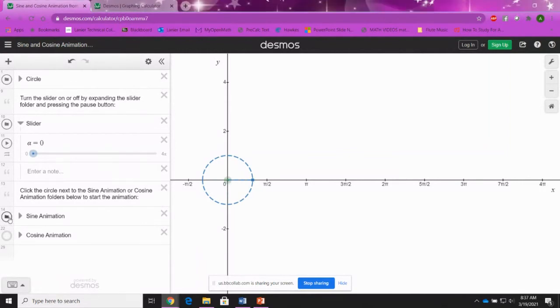We're going to start with the sine animation. So remember, on the unit circle, sine is going to be the y value. Whatever y value we are at on this is going to be our function value for sine. So notice that whatever height we are away from the x-axis is going to be the height on our actual function. So we are graphing sine right now.